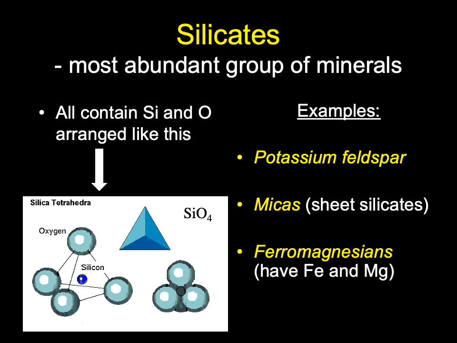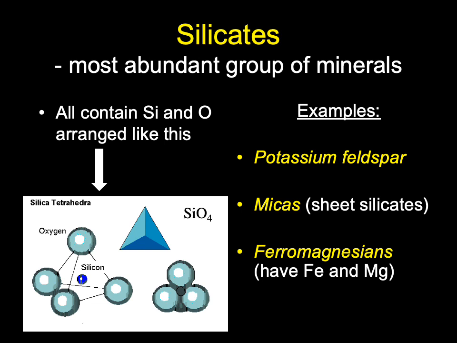Without going through all the different types of groups of minerals, I just want to focus mainly on the silicates and the carbonate minerals. Mainly the silicates are important because they are the most abundant groups of minerals that we see at the Earth's surface. And so we're going to use them for a lot of different industries and manufacturing.